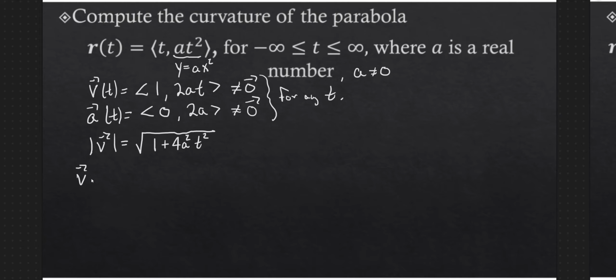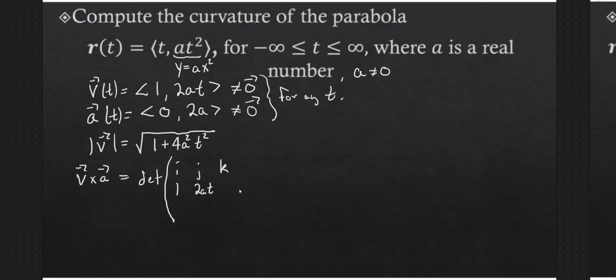Remember how to compute cross products. A nice way is to use the determinant formula. This is the determinant of a matrix. It goes i, j, k, and then I put the vectors in. I'm doing v cross a, so I'll put velocity and then acceleration. So the first row is 1, 2at.